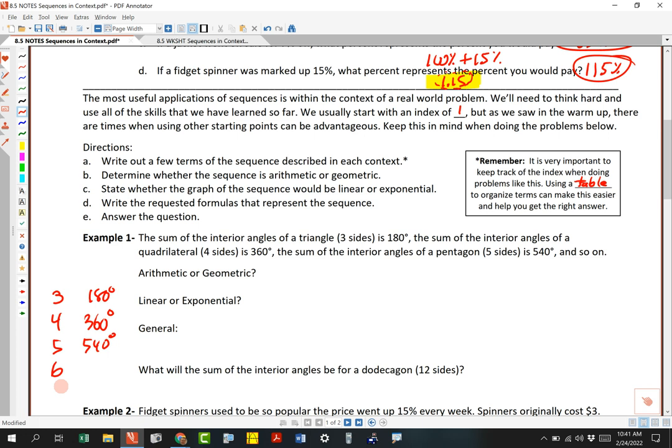Ari? 620. Anybody else? What'd you get? I said 720. You said 720. Okay. Ari, how'd you get 620? And your guess, how much is it going up? Okay. How much is it going up? How did you get 720?